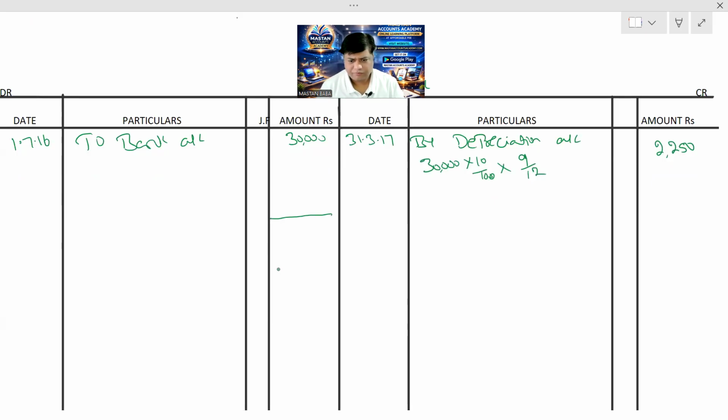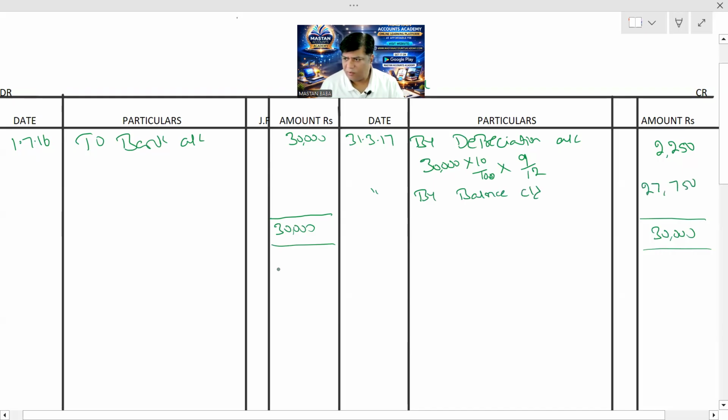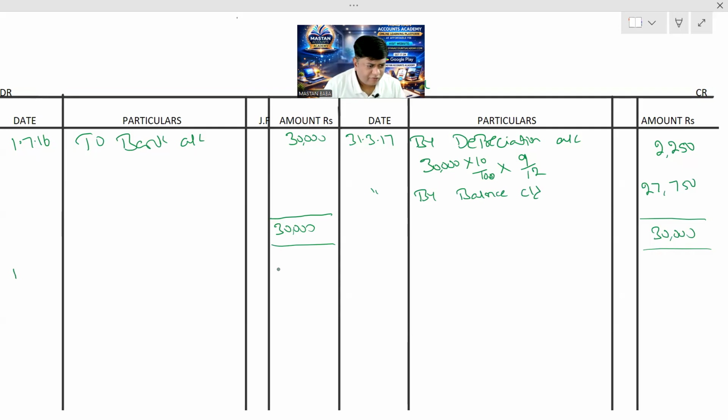Balance it now. 30,000 minus 2,250, by balance carried down 27,750. And next date, 1st April 17, to balance brought down, that comes to 27,750. And 1st April 17 means the financial year ends on 31/3/18.